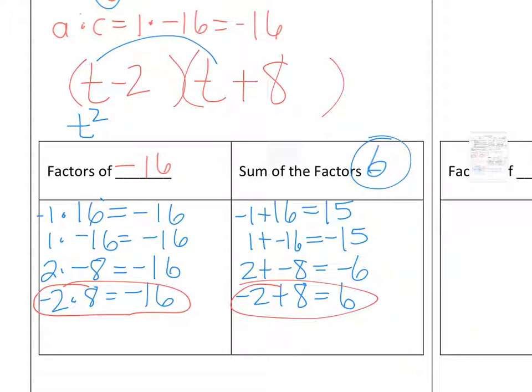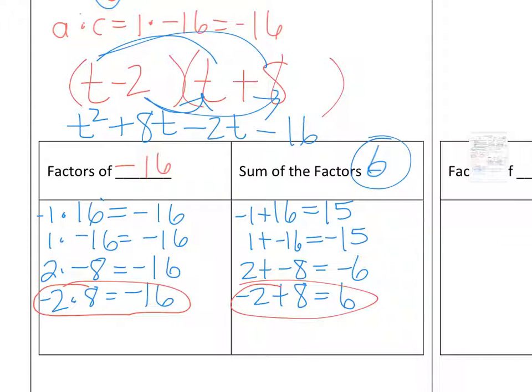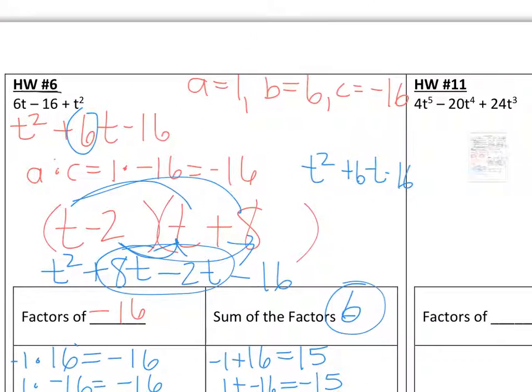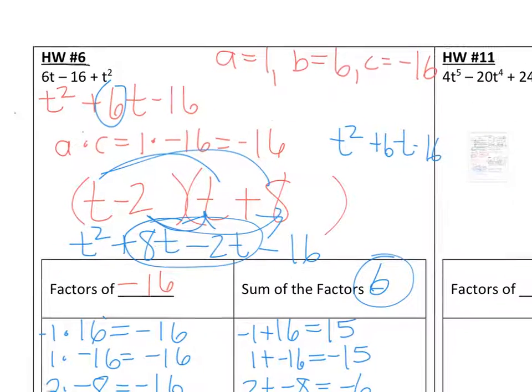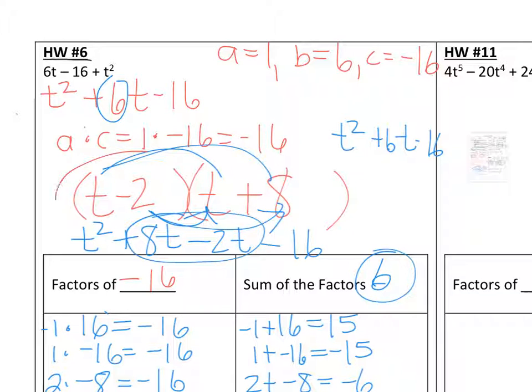T times t is t squared. T times 8 is 8t. Negative 2 times t is negative 2t. And negative 2 times 8 is negative 16. Then in the middle, you've got your like terms. So it would be t squared, positive 8 minus 2 is positive 6t, and then negative 16. So it does equal what we started with up here. So the correct answer is t minus 2 times t plus 8.